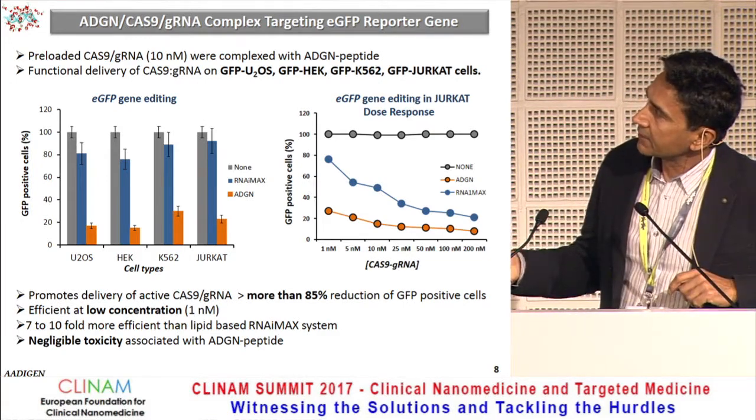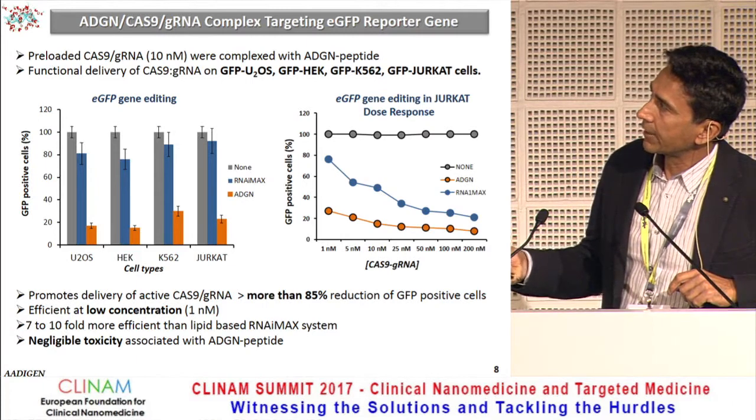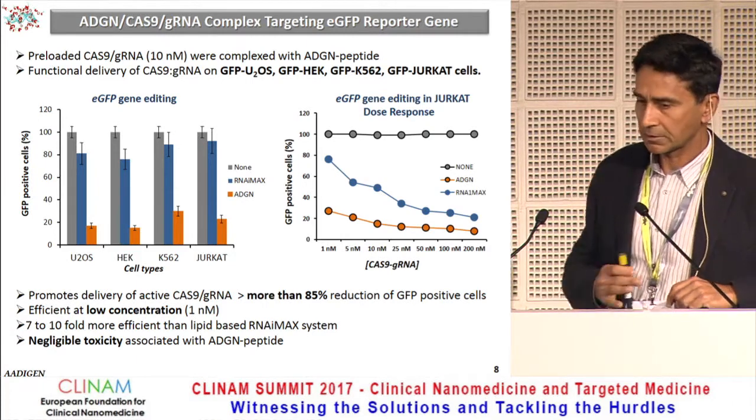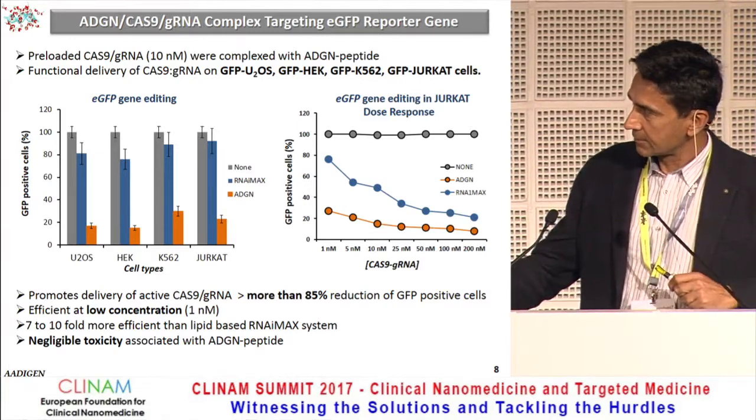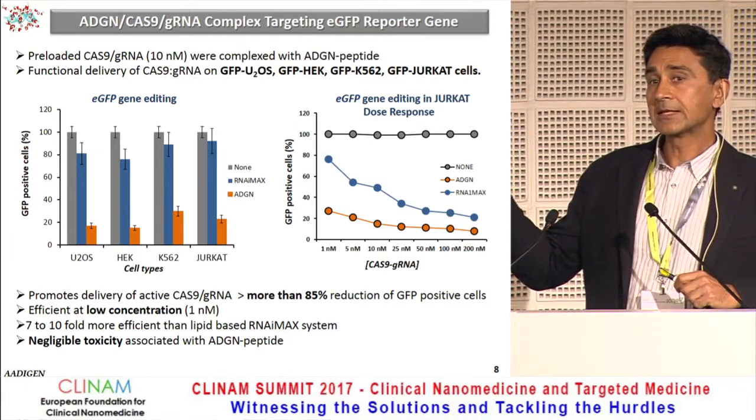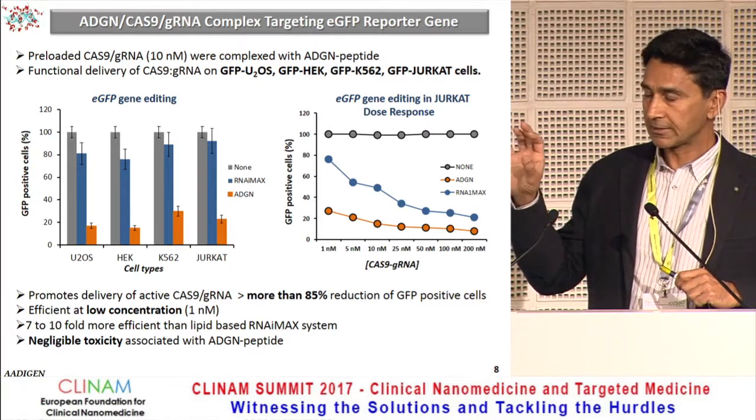And if you look at a dose response in one of these particular cell lines, you see that it's effective at a very low dose of even a 1 nanomolar, you're getting almost 70% knockdown. So these work very well in this system. And remember, this is now using the Cas9 protein delivery directly.